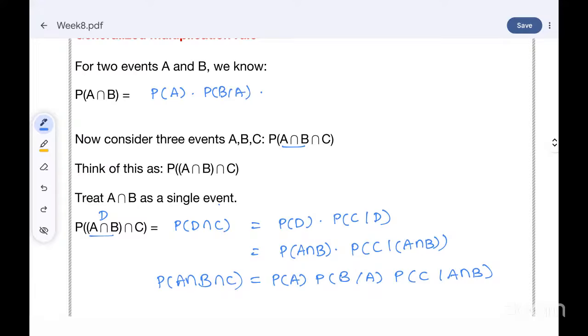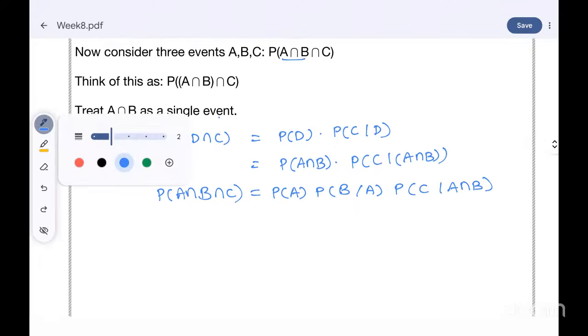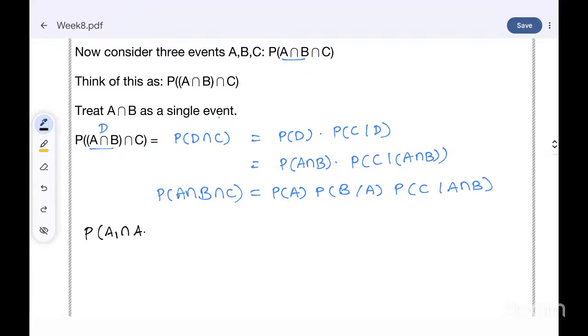Can anyone guess? Maybe you can try for 4 events first of all. What is the probability of A1 intersection A2 intersection A3 intersection A4? Can you try?